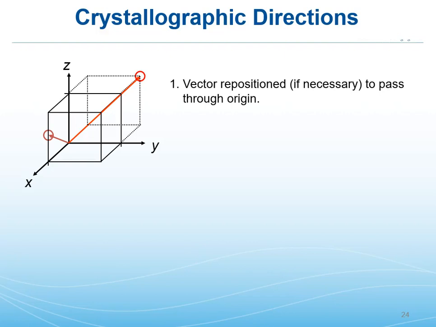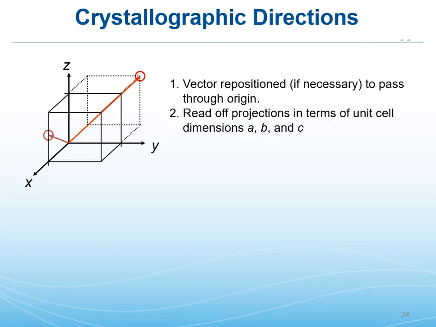But remember, unit cells repeat. They're all the same. So indexing something over by one unit cell direction, a, in the case of a cubic crystallographic system, doesn't make any difference. So we're going through the steps here. One, you reposition your vector if necessary to pass through the origin.